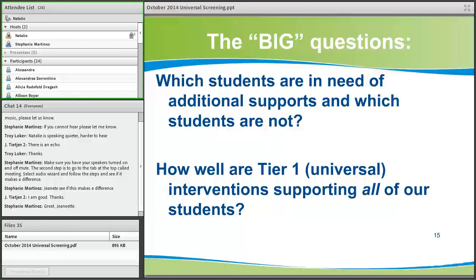Okay, so there's two big questions that I'm going to be reiterating that I've already mentioned a couple times so far. Really, the big ideas behind universal screening are to answer the questions of, one, which students are in need of additional supports, as well as which students are not, and how well are Tier 1 or universal interventions supporting all of our students.